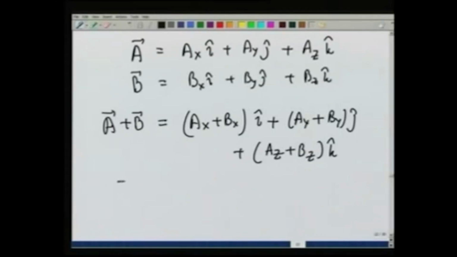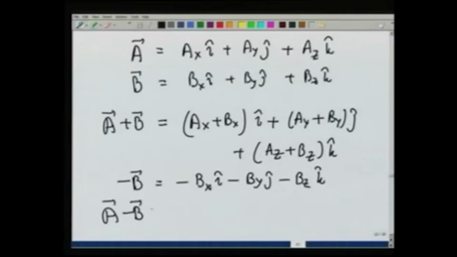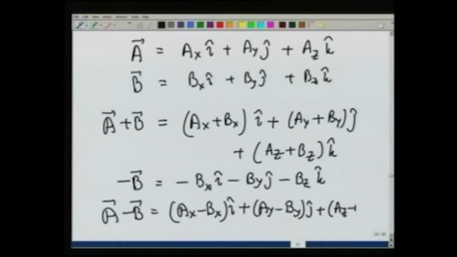Similarly, minus b would be nothing but each component of the b vector would become negative. And therefore, a minus b, which is nothing but adding a and minus b, would be same as a x minus b x i plus a y minus b y j plus a z minus b z k.